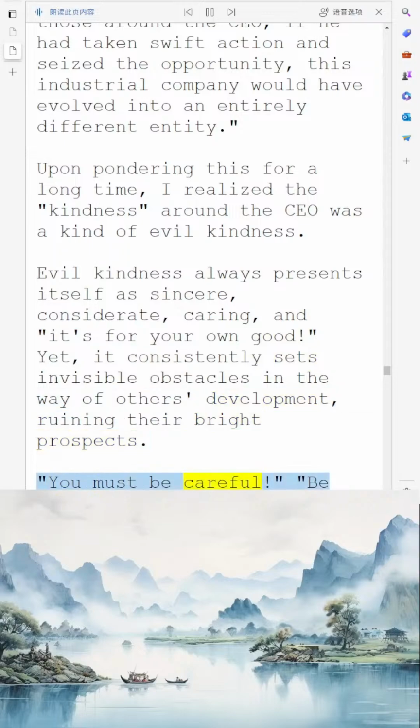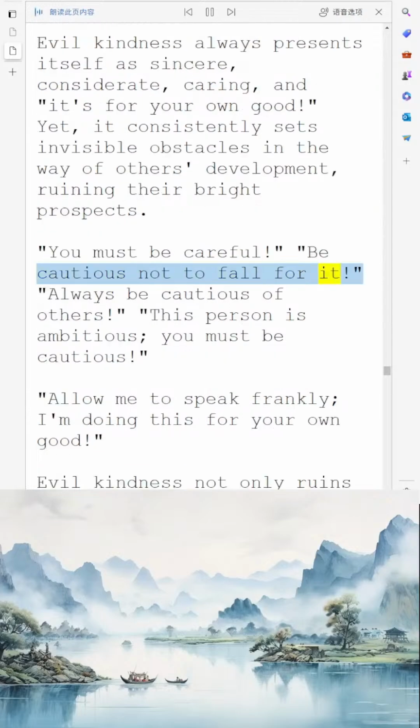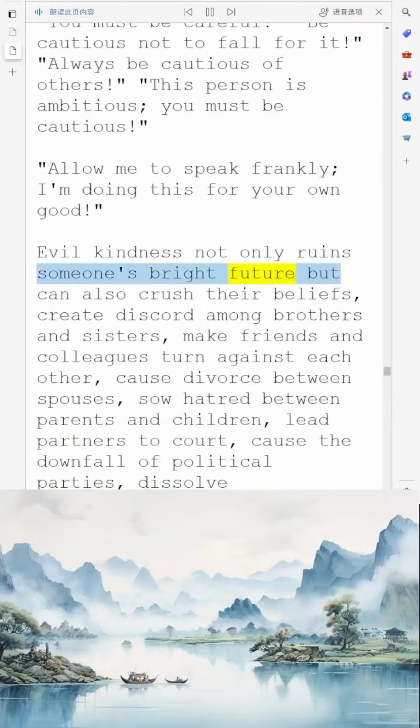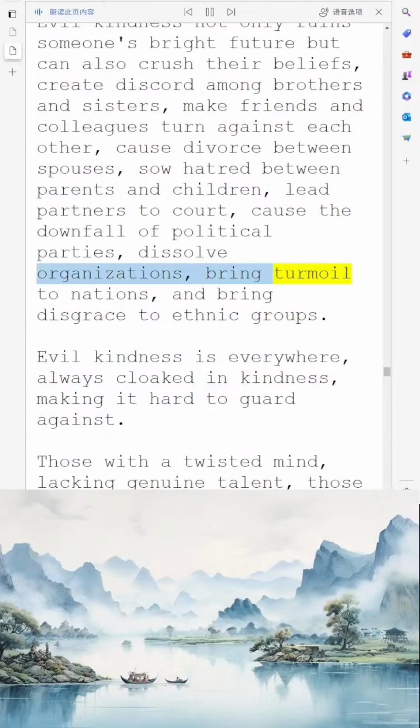You must be careful. Be cautious not to fall for it. Always be cautious of others. This person is ambitious. You must be cautious. Allow me to speak frankly. I'm doing this for your own good. Evil kindness not only ruins someone's bright future, but can also crush their beliefs, create discord among brothers and sisters, make friends and colleagues turn against each other, cause divorce between spouses, sow hatred between parents and children, lead partners to court, cause the downfall of political parties, dissolve organizations, bring turmoil to nations, and bring disgrace to ethnic groups.